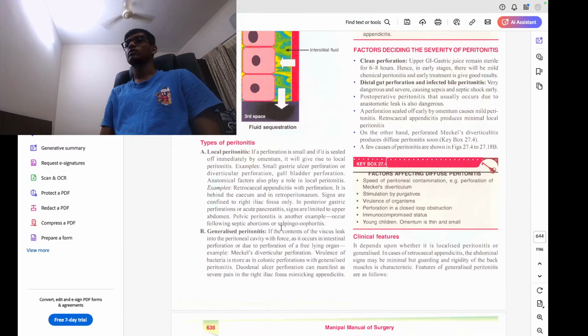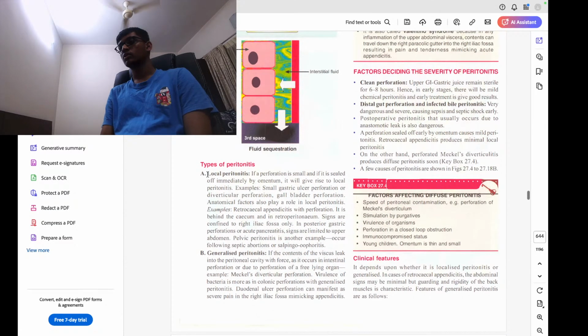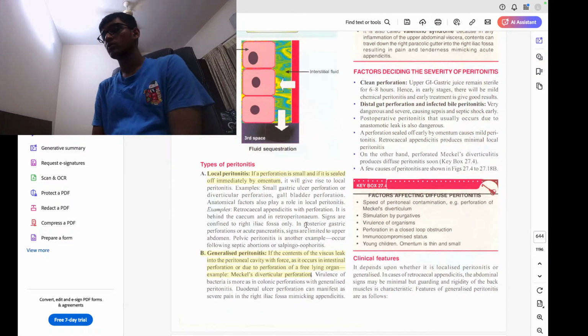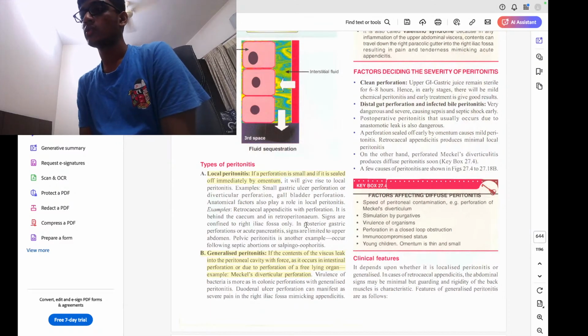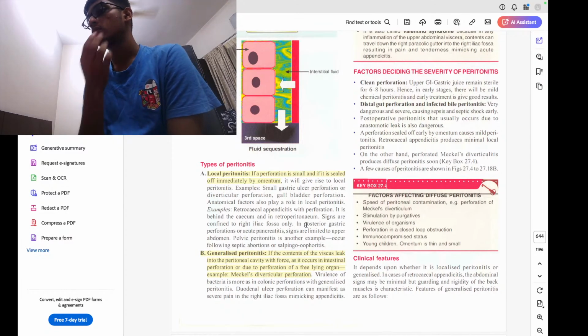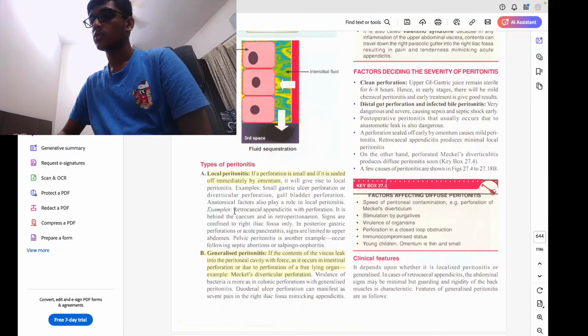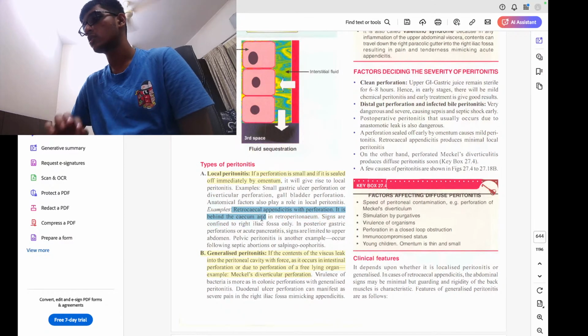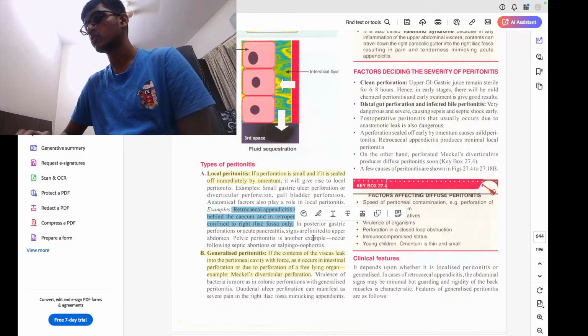Then types of peritonitis: local peritonitis and generalized peritonitis. Local is when the perforation is small and sealed off immediately by the omentum. Generalized peritonitis occurs if the contents leak into the peritoneal cavity with force. Interstitial perforation or perforation of a filling organ, for example Meckel's diverticulum perforation, gives rise to local peritonitis, as do small gastric ulcer, diverticular perforation and gallbladder perforation. Anatomical factors also play a role in local peritonitis. Example: retrocecal appendicitis with perforation. It is behind the cecum and retroperitoneum, so signs are confined to the right iliac fossa only. In posterior gastric perforation, acute signs are limited to the upper abdomen.